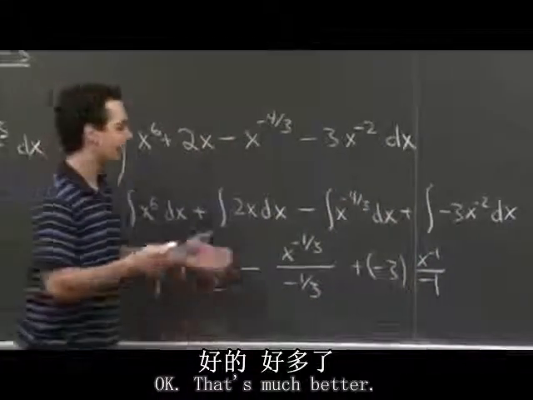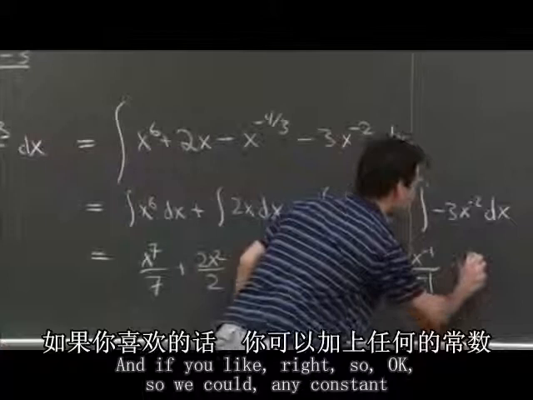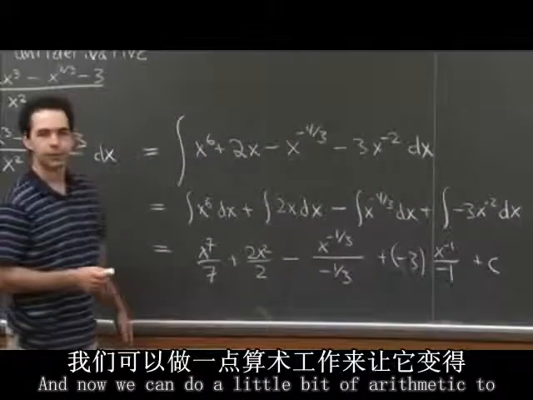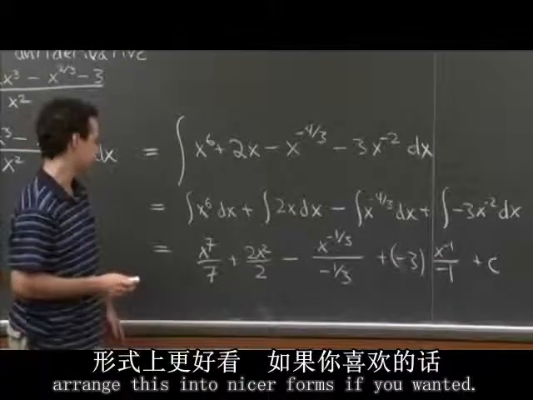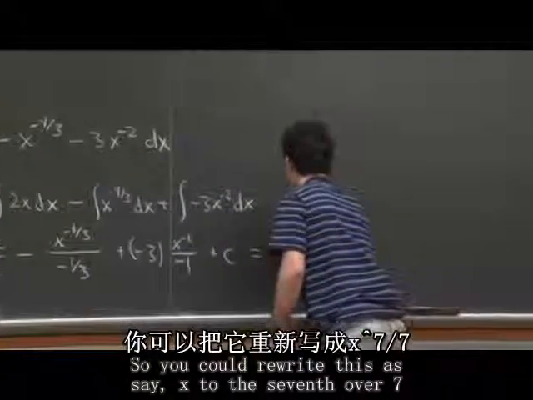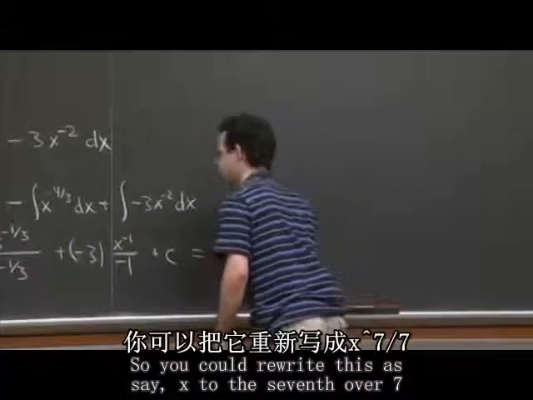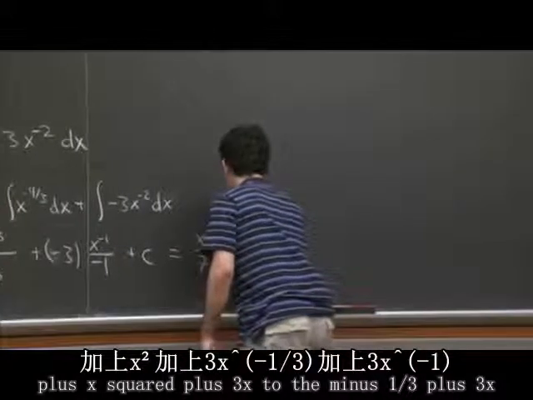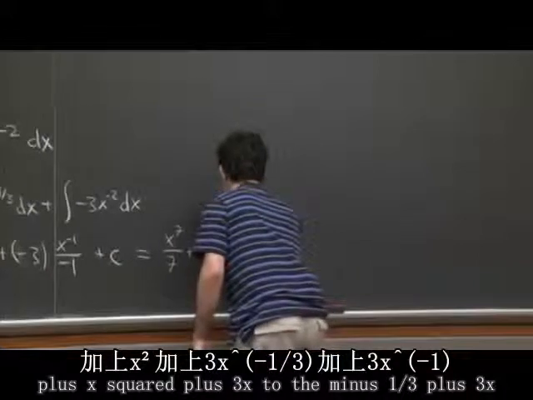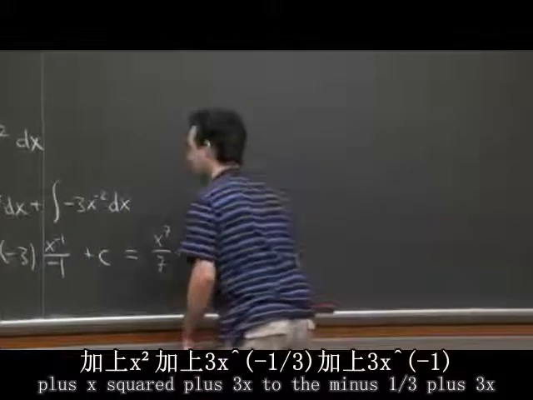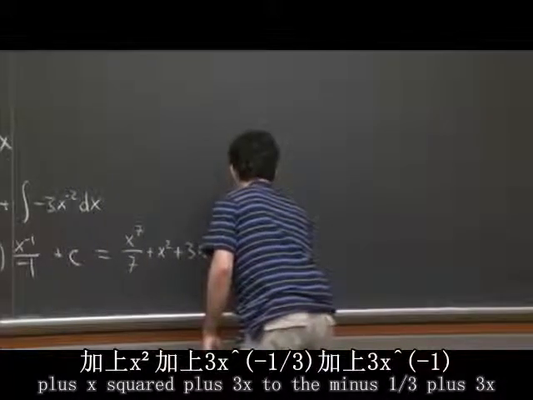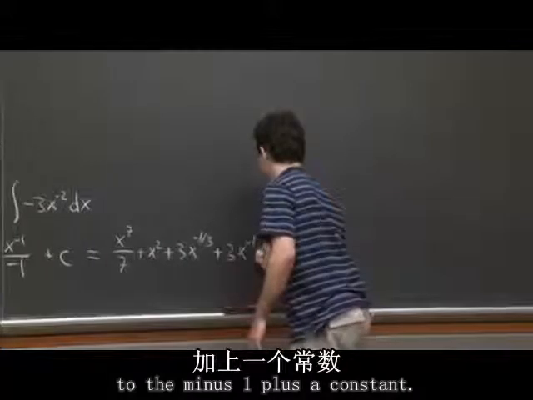Oh, OK, good. So this is minus 3 times x to the minus 1 over minus 1. OK, that's much better. And if you like, any constant we add to this will still be an antiderivative. Now we could do a little bit of arithmetic to rearrange this into nicer forms if you wanted. So you could rewrite this as, say, x to the 7th over 7 plus x squared plus 3x to the minus 1/3 plus 3x to the minus 1 plus a constant.